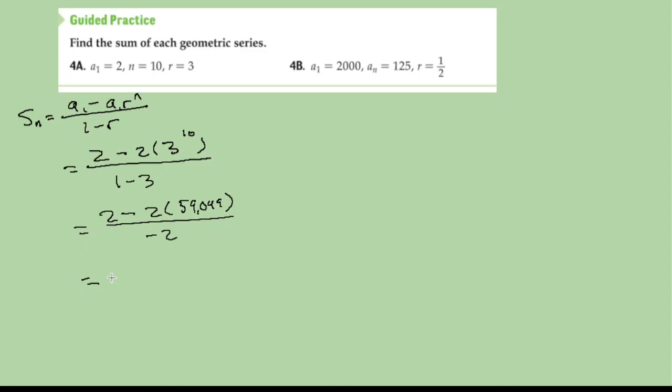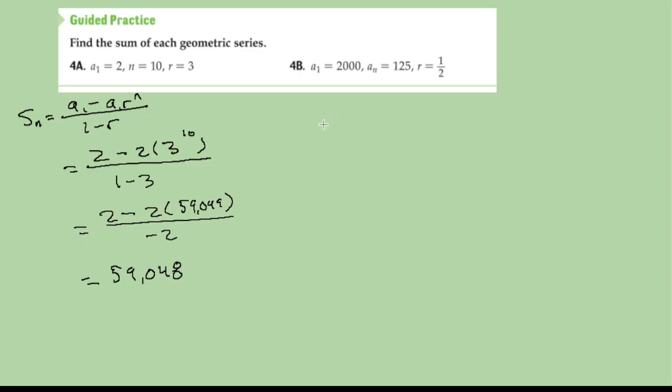Okay, so now I'm going to figure that whole thing out. So I'm going to go 2 times 59,049, that is 118,098. I'm going to make that negative, and I'm going to add it to 2. So negative 118,096 divided by negative 2 gives me 59,048. Okay, so in this one, it's kind of ironic that it's 1 less than this, right? Kind of trippy, right? So that's how this one works out.